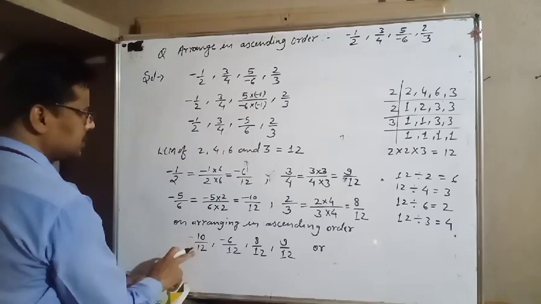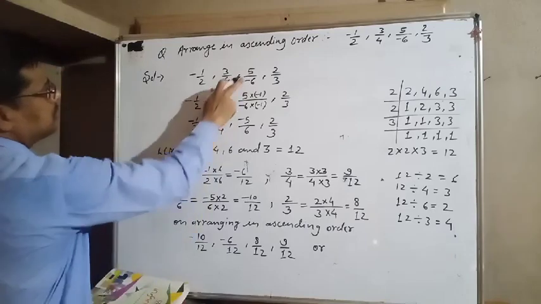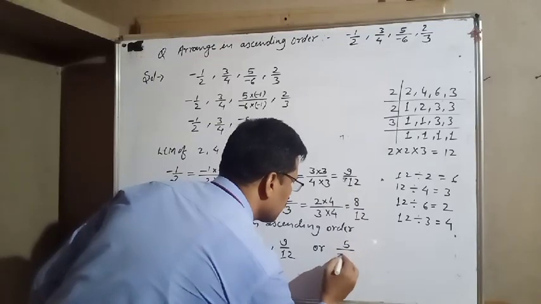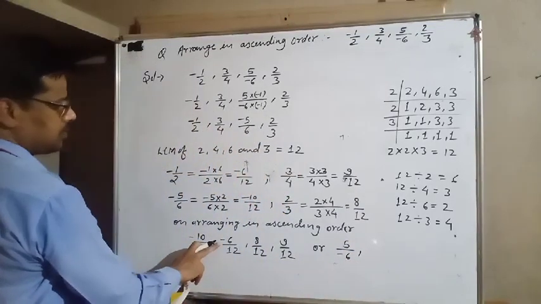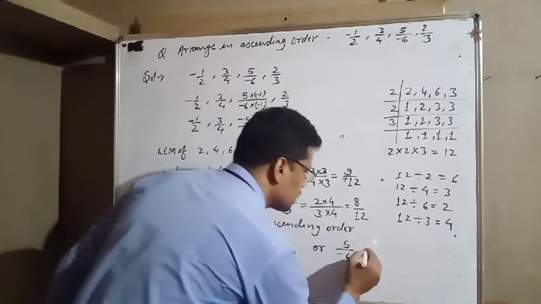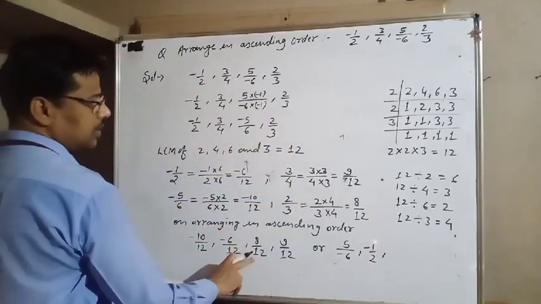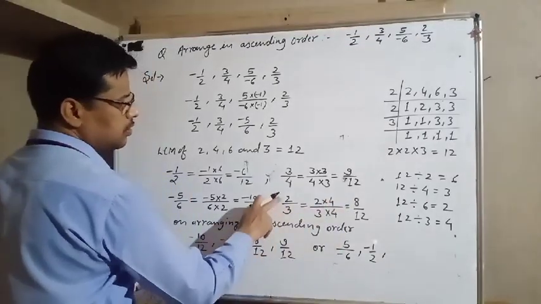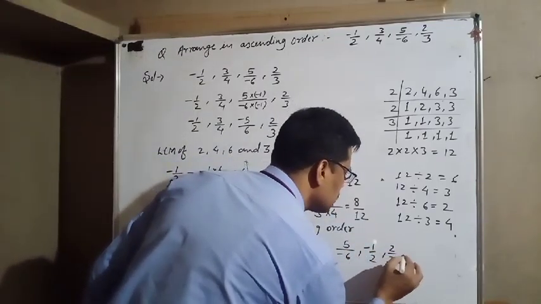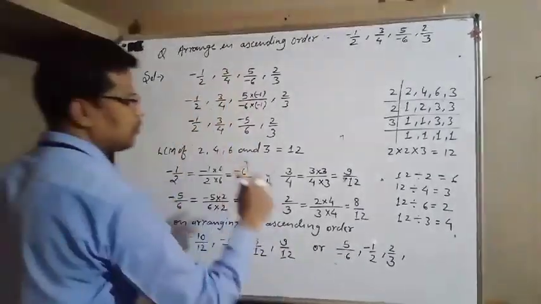In place of minus 10 upon 12, what can we write here? Minus 5 upon 6. Then in place of minus 6 upon 12, which number should we write? Minus 1 upon 2. Now the next number, 8 upon 12. Which number should we write? 2 upon 3, which is positive. Now the next number is 3 upon 4.